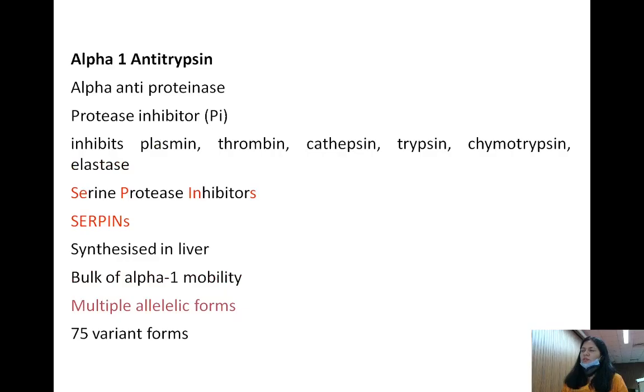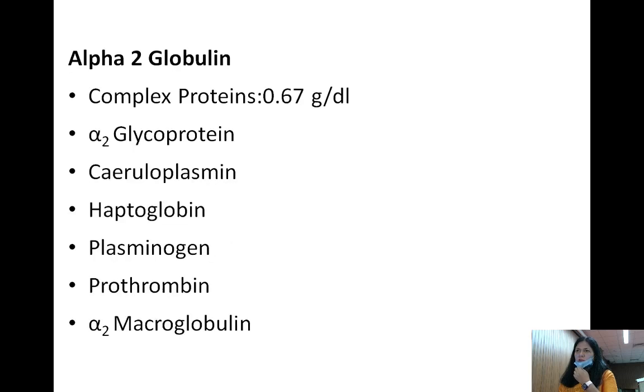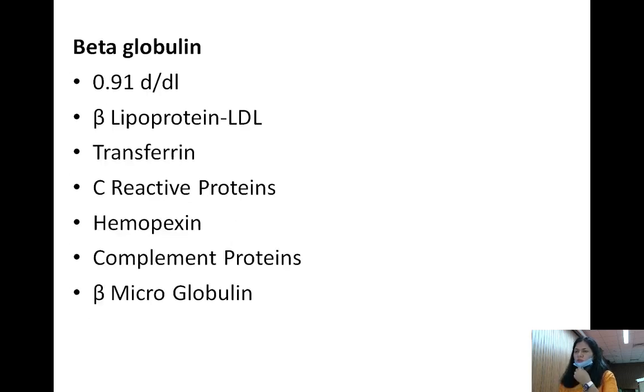This alpha-1 antitrypsin, remember, it is present in the alpha-1 region, and deficiency of this alpha-1 antitrypsin leads to a condition known as emphysema. Please note it down. Alpha-1 antitrypsin deficiency leads to a condition known as emphysema. Only some important points I will tell you because the chapter is very long. I have already told what are the proteins which are present in different regions.